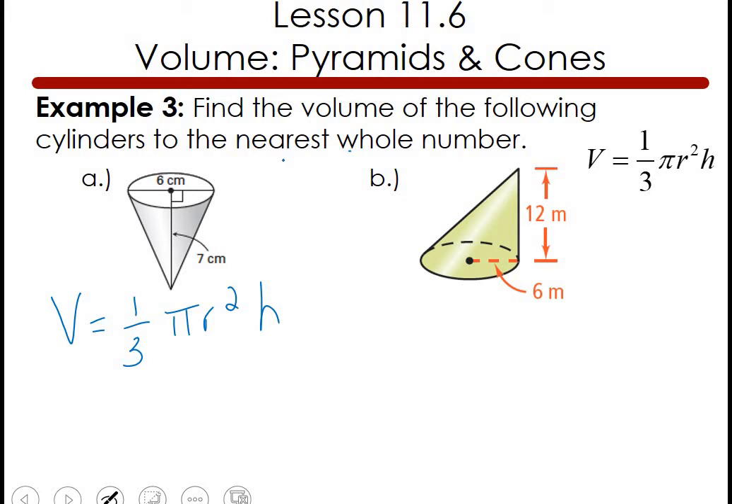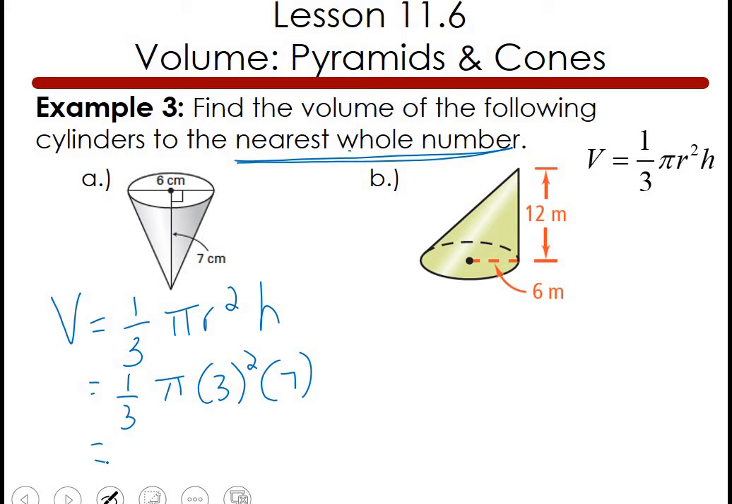And it wants the nearest whole number. So it does not want you to leave it on pi. So 1/3, pi is pi, radius is 3, and height is 7. Again, remember, not the slant height, just the height. When you type this into the calculator, you're rounding, so it's approximately 85 centimeter cubed. All right. So again, height is always the one that's labeled, and that is perpendicular.